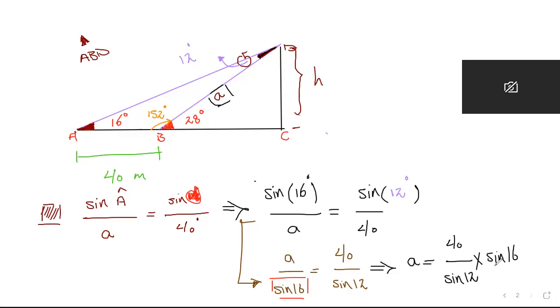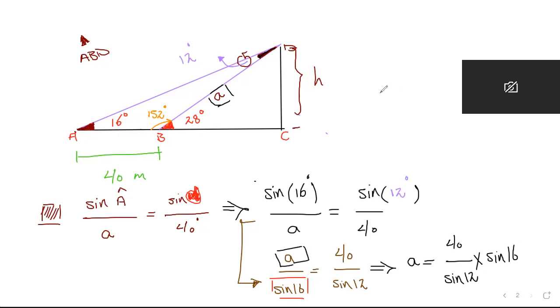I'm not going to put the values in there. Couldn't we do what we did before and just multiply sine 16 by sine 12 as a common denominator? Because this is not addition or subtraction. They are two equal things. We just want to only isolate A. If you multiply both sides by sine 16, you see that sine 16 vanishes. Then you have A equal to this.